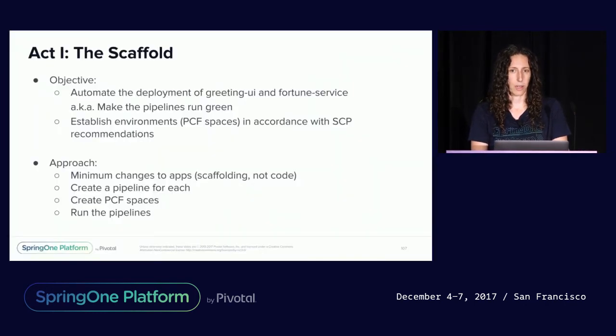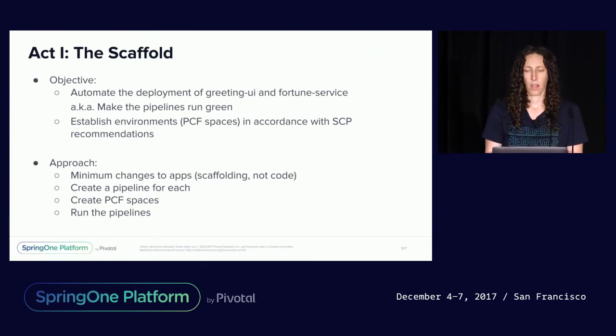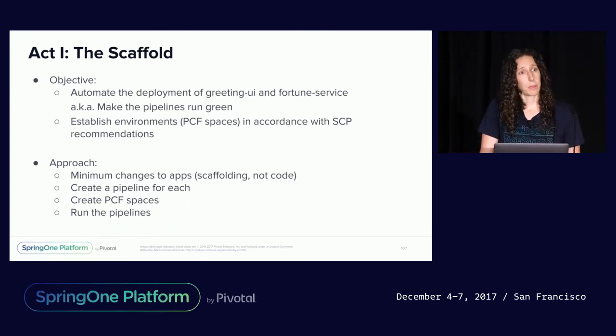So stage 1, Act 1, is the scaffold. The objective of this stage is to automate the deployment of Greeting and Fortune applications, right? Just make the pipelines run green. In doing that, we're also going to establish the Cloud Foundry spaces that are in accordance with the recommendations from Spring Cloud Pipeline. Marcin already showed you that 4 stages: build, test, stage, and prod. Build happens on Concourse, so really we're talking about a test space, a stage space, and a prod space. Our approach is to make minimum changes to our applications. We really want to not make any code changes at this point, just scaffolding, then create a pipeline for each of our 2 applications, create the spaces, and run the pipelines.